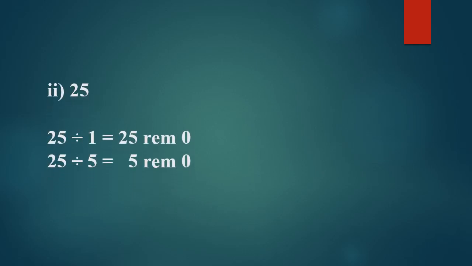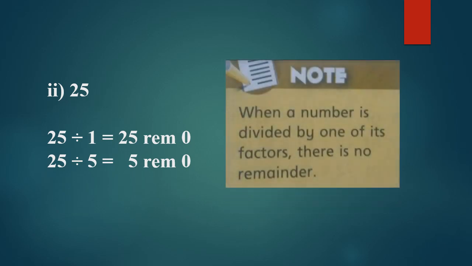Can you find out the factors of number 25? This is really easy to calculate. We know that 25 divided by 1 is equal to 25 remainder 0. It means 1 is a factor of 25. And we also know that 1 is a factor of every number. Now 25 divided by 5 is equal to 5 remainder 0. Here is a note on the right side. When a number is divided by one of its factors, there is no remainder.